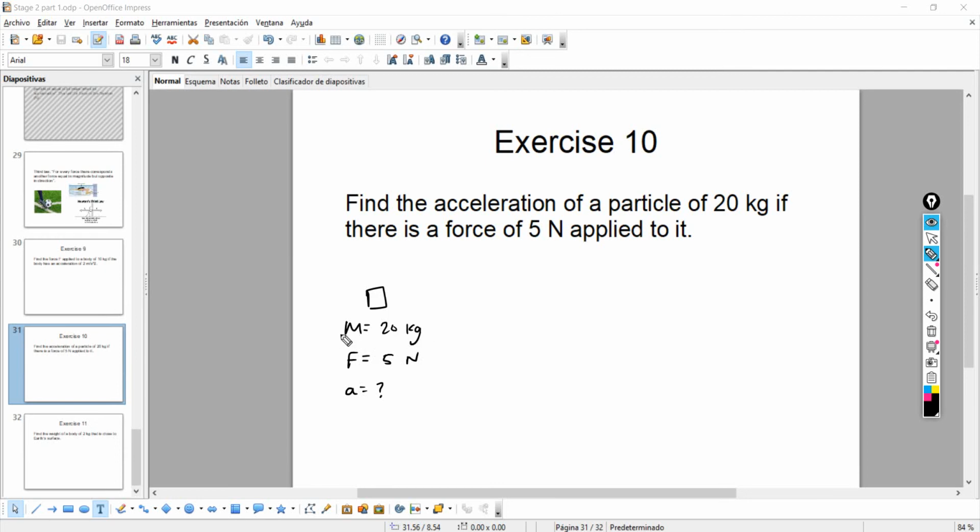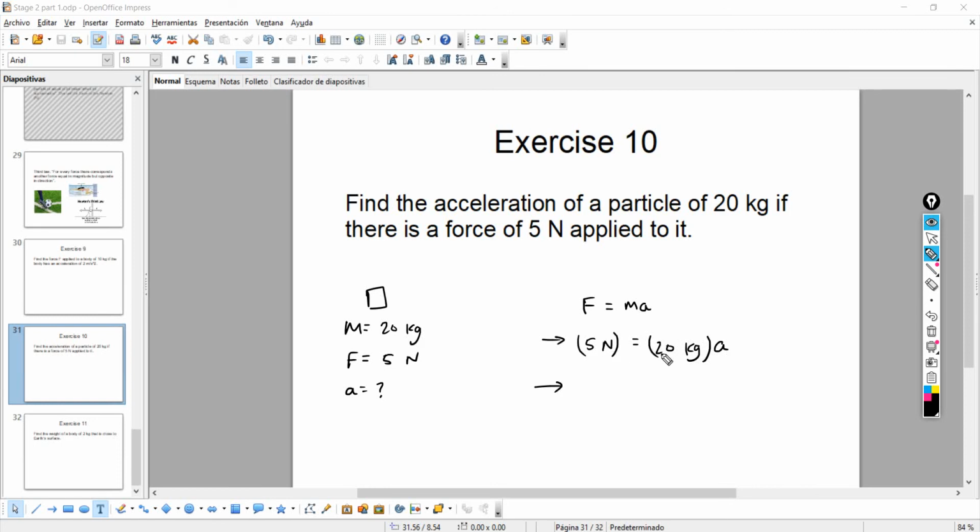If we have a particle of this mass and we apply a force of this magnitude to such mass, what will be the acceleration? Once again, I use Newton's second law, F equals ma, and I substitute whatever quantities I have. I have the force, which is 5 newtons, being equal to the mass, which is 20 kilograms, times the acceleration. So that's it.